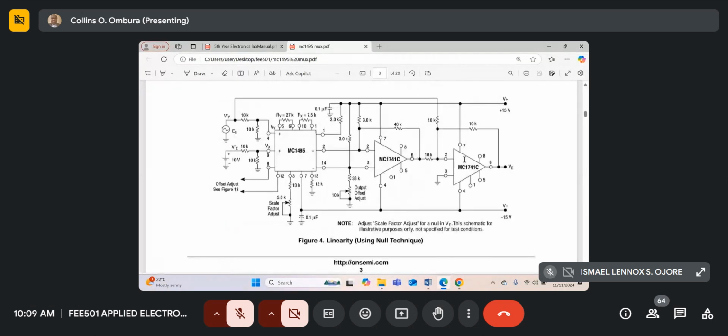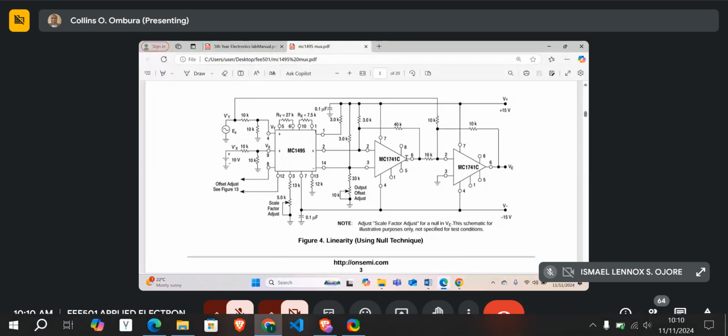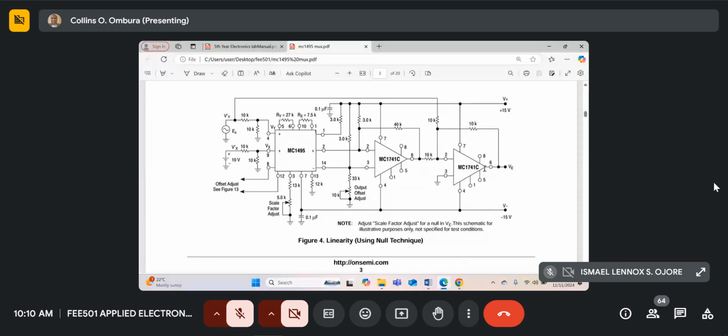And to get the output with respect to the ground, in this case you are using two other ICs, which are just differential amplifiers with respect to the ground.